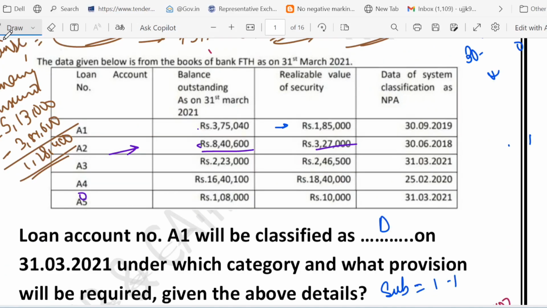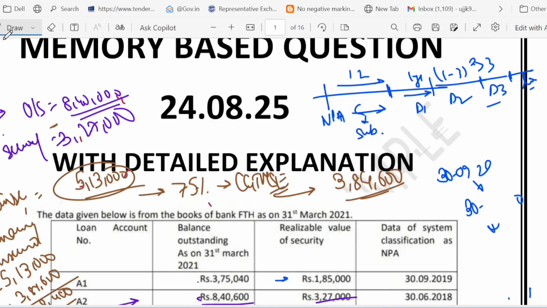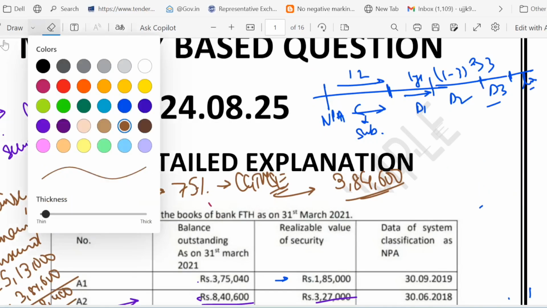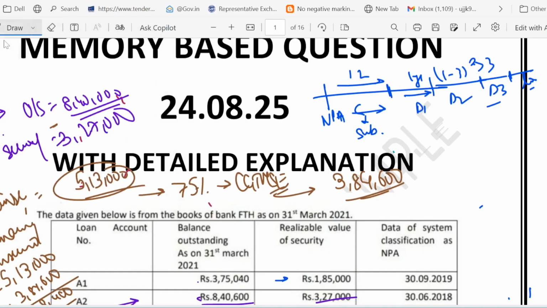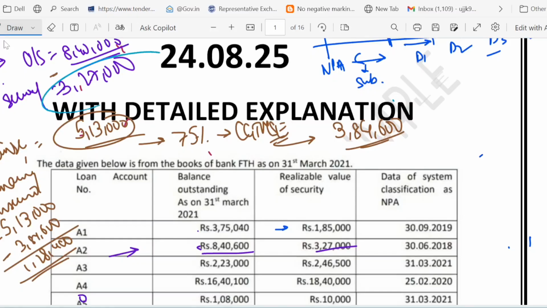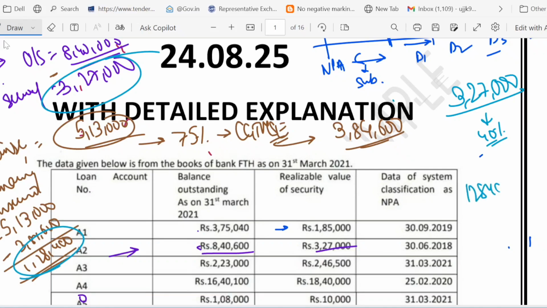Now you apply provisioning norm for D2. Right. So you apply provisioning norm on both. First of all, on the secured portion, how much is the secured portion? You can see the secured portion is 3,27,000. How much is the provisioning? 40% for D2. I think you know it. And on the unsecured portion, how much is the unsecured portion? 1,28,400. Provisioning is 100%.